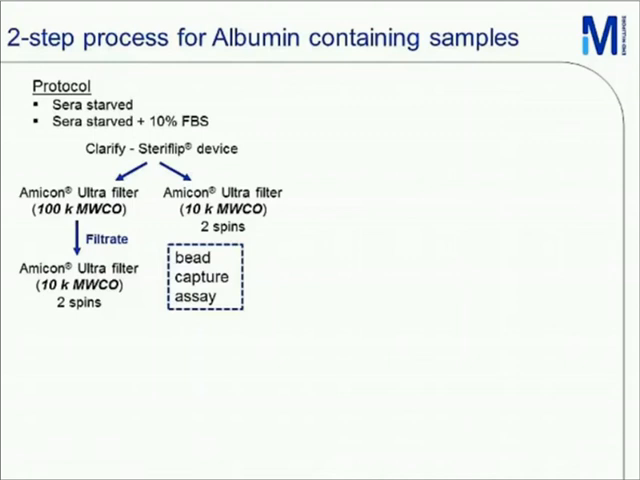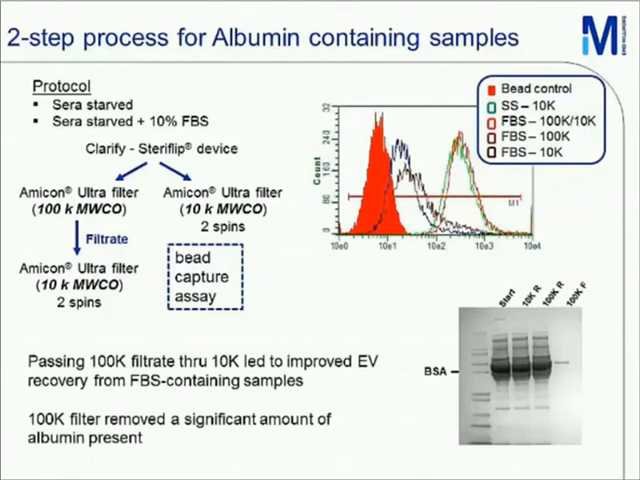The top histogram shows similar EV recovery for serum-starved samples by the standard method as FBS-containing media on the new two-step method. If we look for EV in the 100K retentate, we see very few present. The bottom gel demonstrates a significant reduction in albumin in the filtrate resulting from the 100K fractionation. While preliminary, these results are quite promising and suggest a possible method for processing EV from high-protein samples.